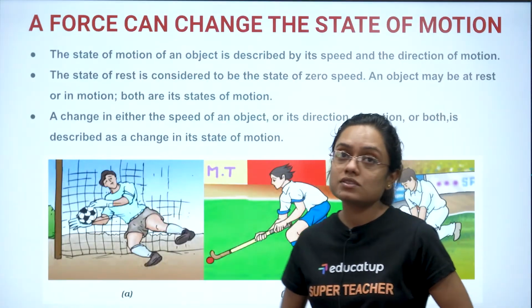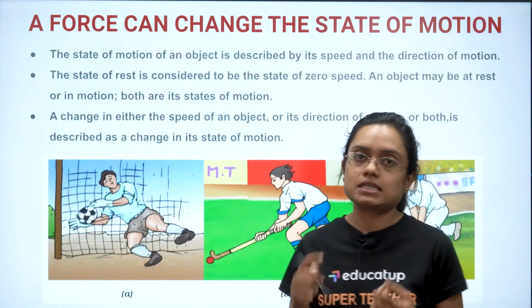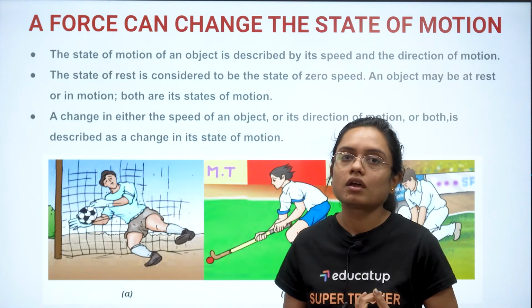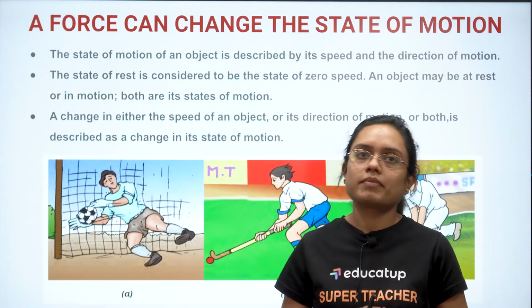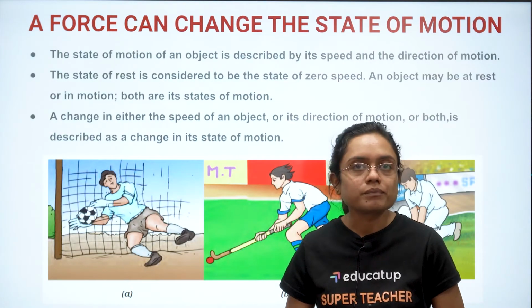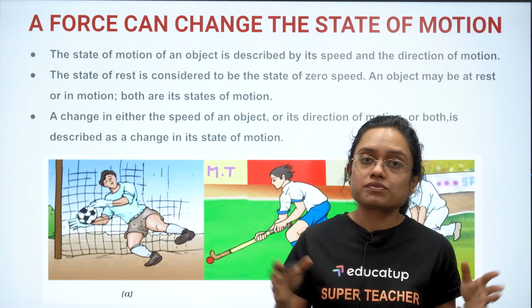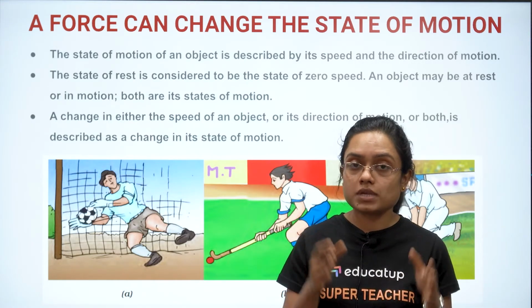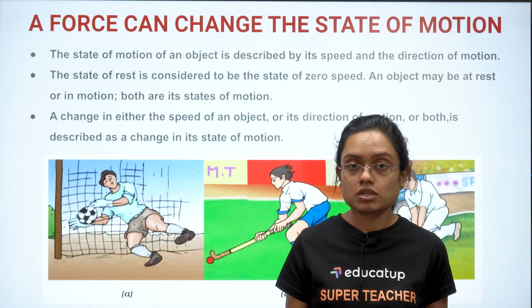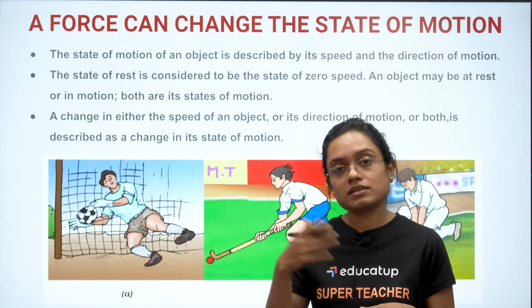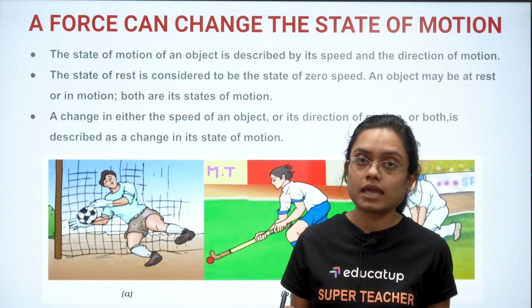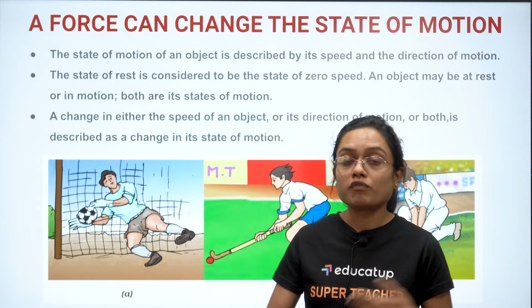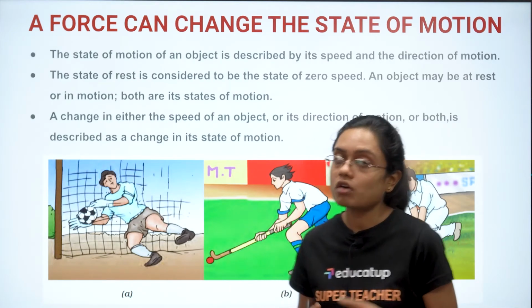Now, a force can change the state of motion. Yes, the speed, the direction, or both can be changed by the force being applied. Because when the state of rest is there, when the object is not moving, its speed is 0 and it is having no direction. So when force is applied, either its direction can be changed, its speed can be changed, or both can be changed, which will bring a change in its state of motion.